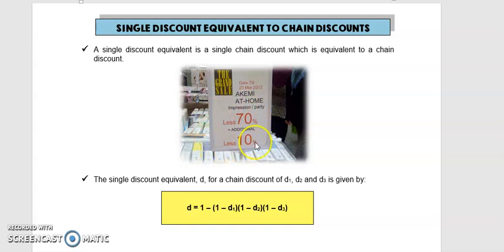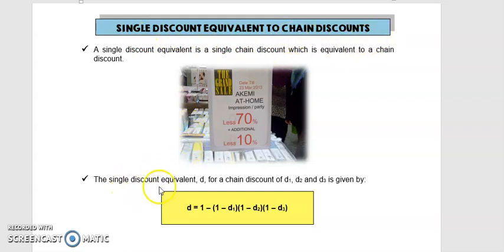So actually in this case, we did not get 80%. 70 plus 10 is 80, right? So actually we did not get 80%. So how many percent actually? How to calculate how many percent we get from these 2 discounts is using single discount equivalent to the chain discount.